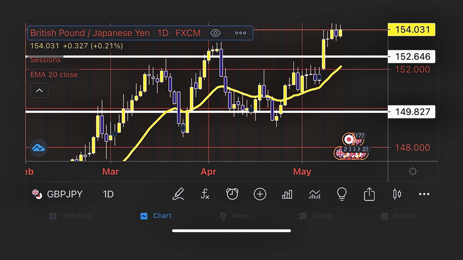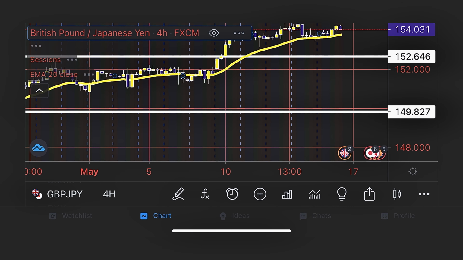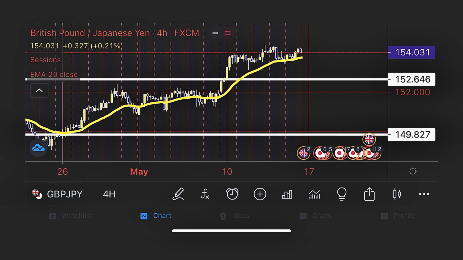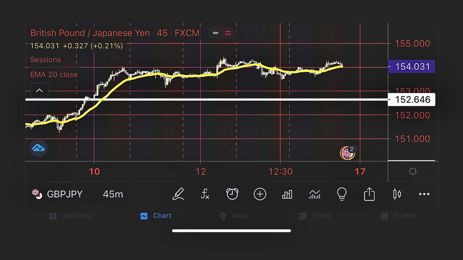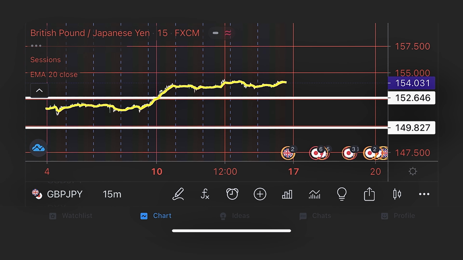Once you find your support and resistance levels on your daily time frames, you want to start looking at your lower time frames to actually find your entry points. That's when you will start looking at your hourly time frames and your 30-minute, 15-minute time frames.